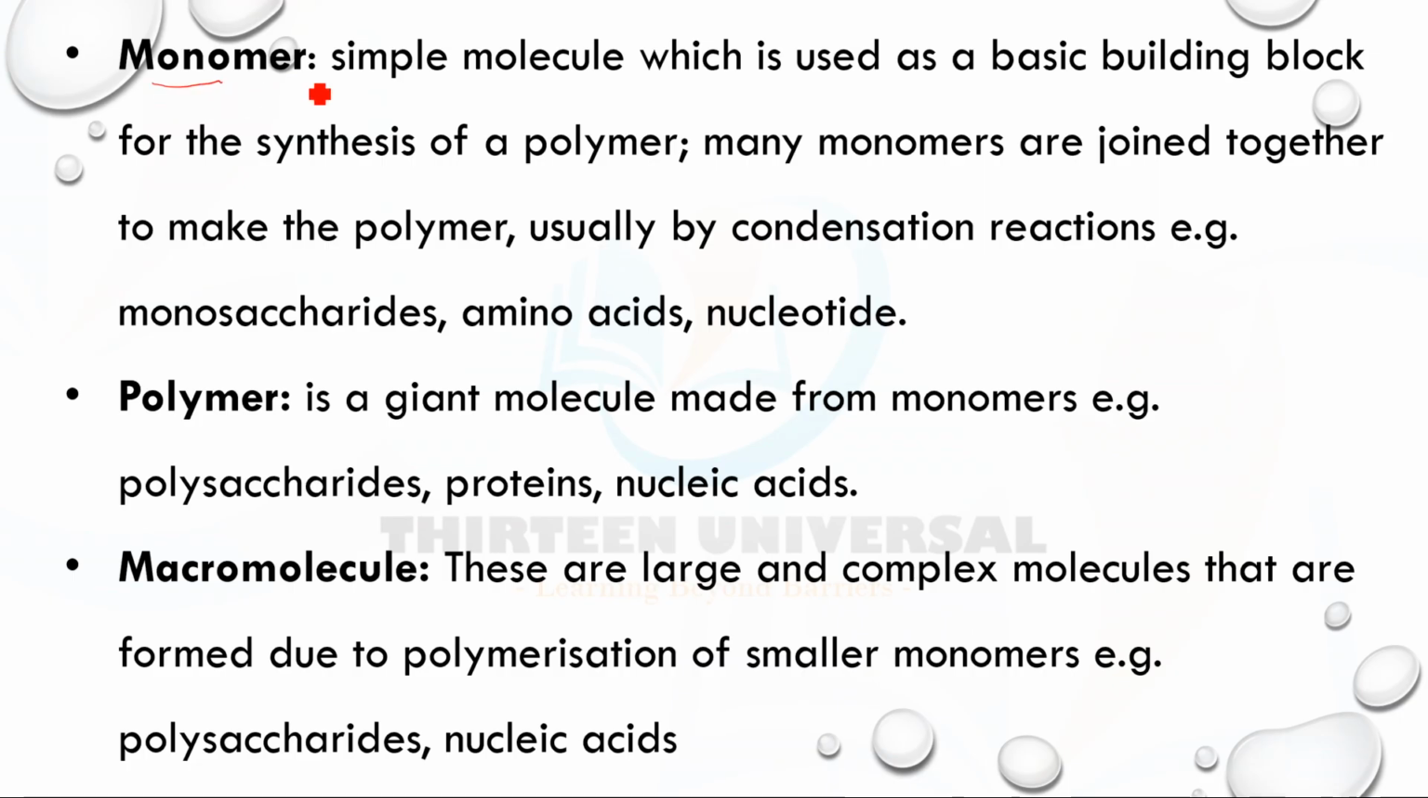Read this with me. A monomer is a simple molecule which is used as a basic building block. So all monomers are building blocks. Like monosaccharides are monomers. They are used to build disaccharides and polysaccharides. They are building blocks for the synthesis of a polymer. Many monomers are joined together. How do they join together? They're joined to make a polymer, usually by condensation reaction.